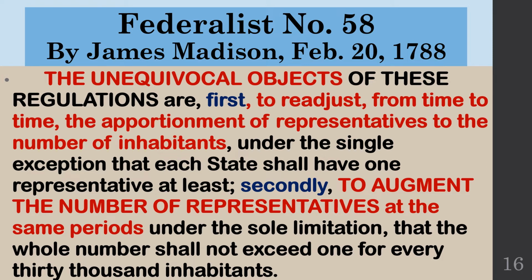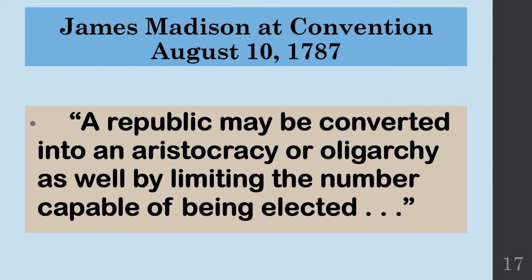But the second object of the apportionment clause was to increase the number of representatives in the House as the population increased. That fell out of our system in 1920, as I have shown in other videos on this channel. Then quickly going back into the Constitutional Convention itself, here's one of Madison's own quotes, which he wrote in his own hand in his notes. A republic may be converted into an aristocracy or oligarchy as well, by limiting the number capable of being elected.